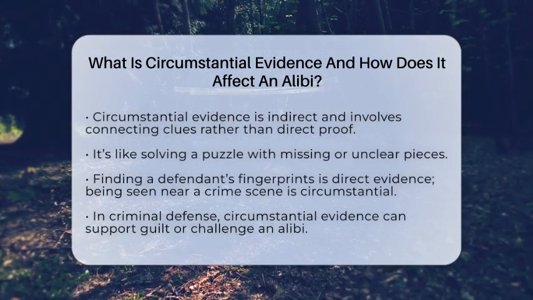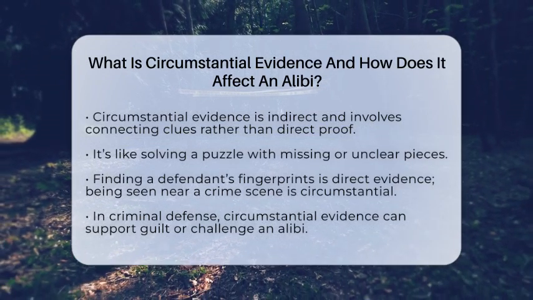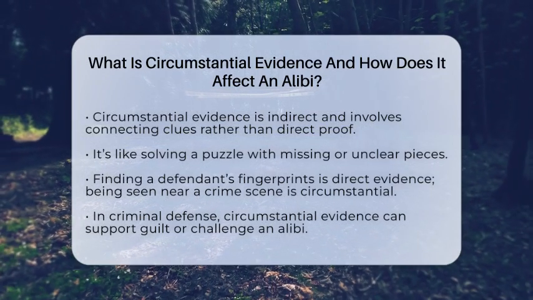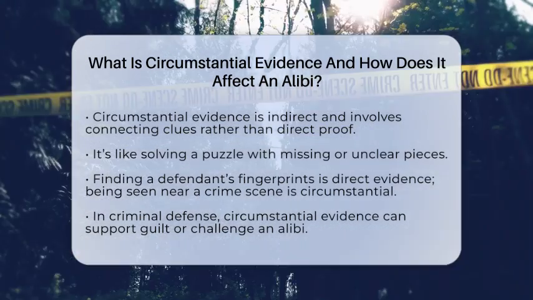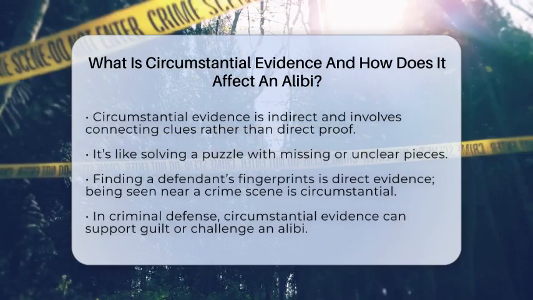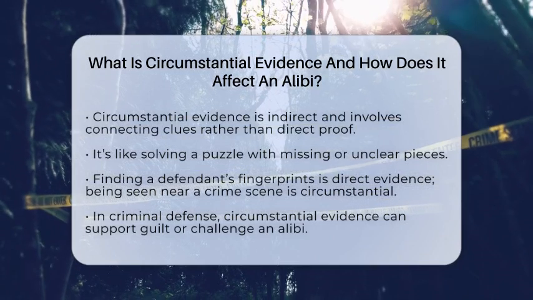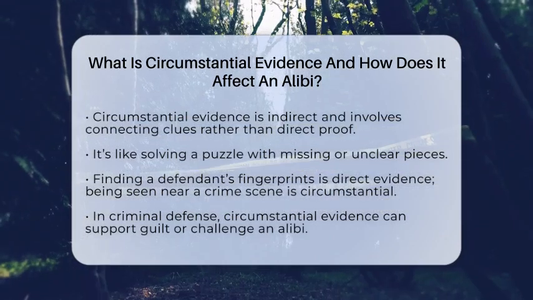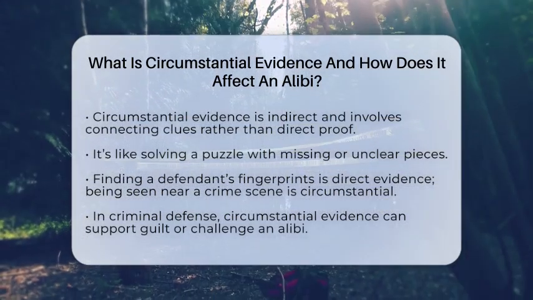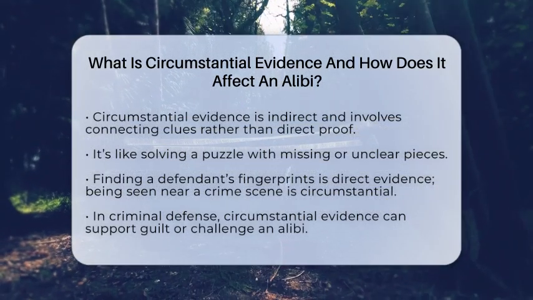For example, finding a defendant's fingerprints at a crime scene is direct evidence. But if the only evidence is that they were seen near the scene later, that's circumstantial. It requires connecting dots and making logical inferences. In criminal defense, circumstantial evidence can be a double-edged sword.